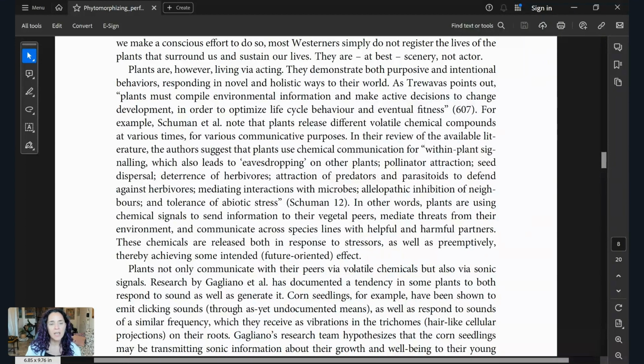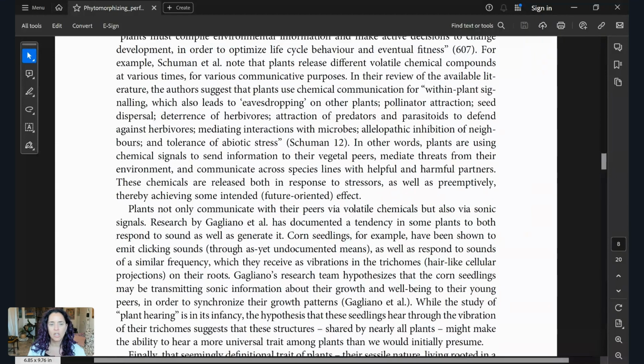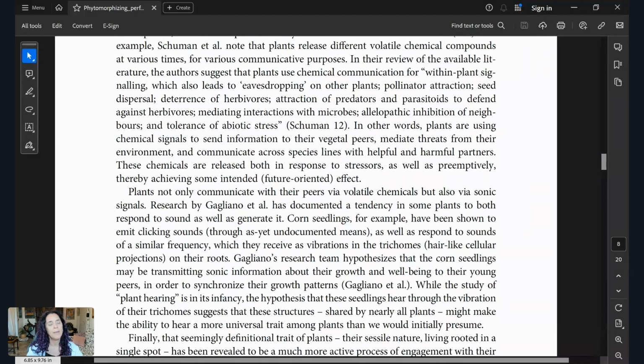Plants are, however, living via acting. They demonstrate both purpose and intentional behaviors, responding in novel and holistic ways to their world. As Travis points out, plants must compile environmental information and make active decisions to change development in order to optimize life cycle behavior and eventual fitness. For example, Schumann et al. note that plants release different volatile chemical compounds at various times for various communicative purposes. In their review of the available literature, the author suggests that plants use chemical communication for within-plant signaling, which also leads to eavesdropping on other plants, pollinators, attraction.